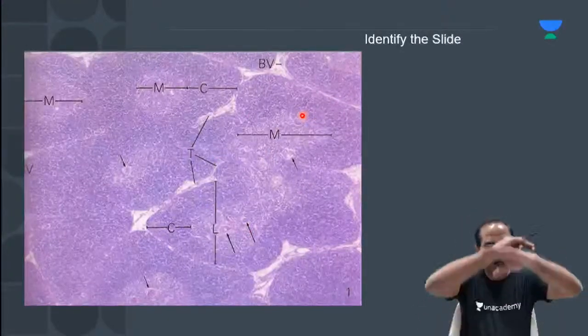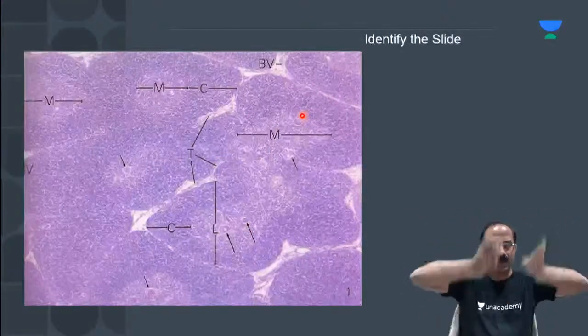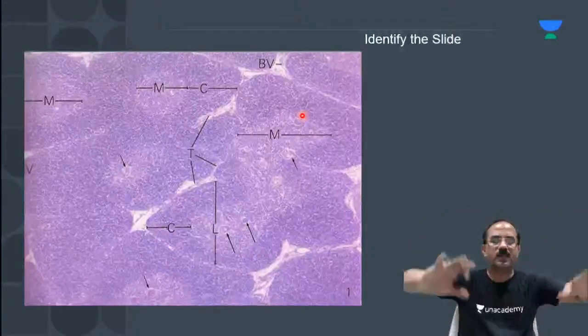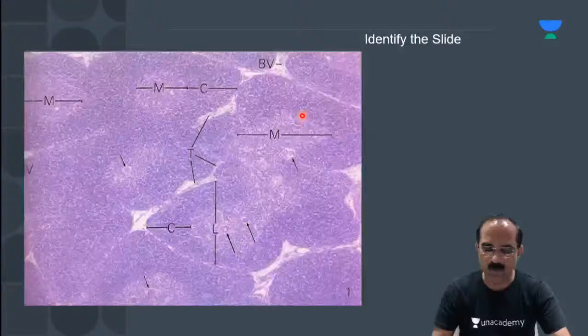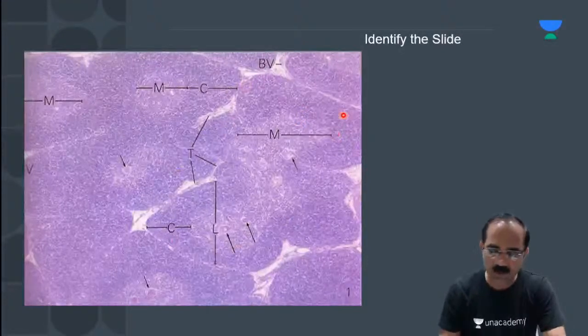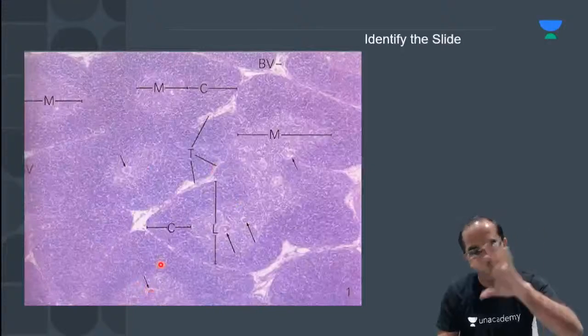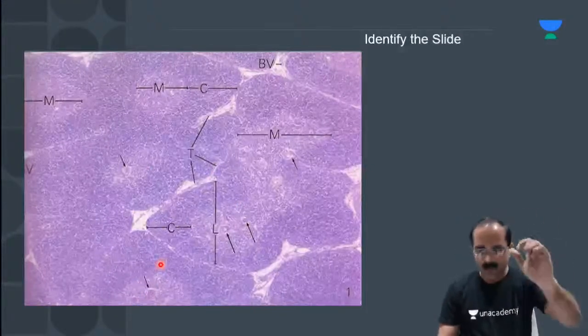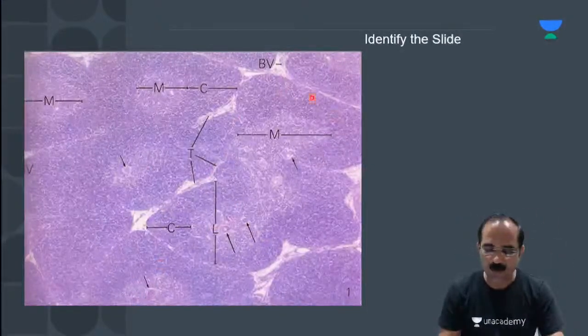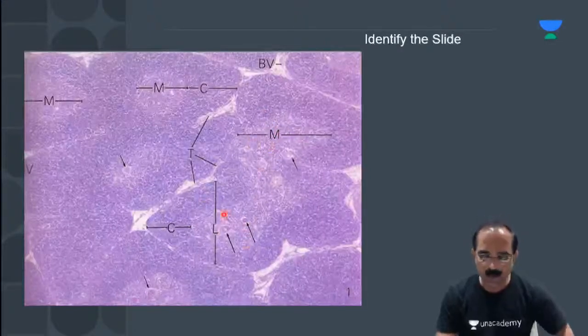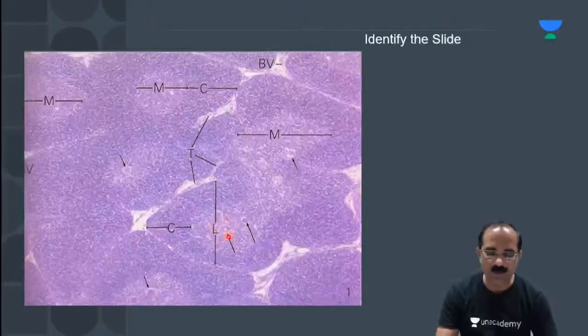Thymus has a capsule, and from the capsule you get septa. The septa will divide the thymus into lobules. This is one thymic lobule, that's the second thymic lobule, third thymic lobule. These are different lobules. Each lobule has got an outer cortex and inner medulla. You can see this medulla inside. In the medulla you get such rounded structures.